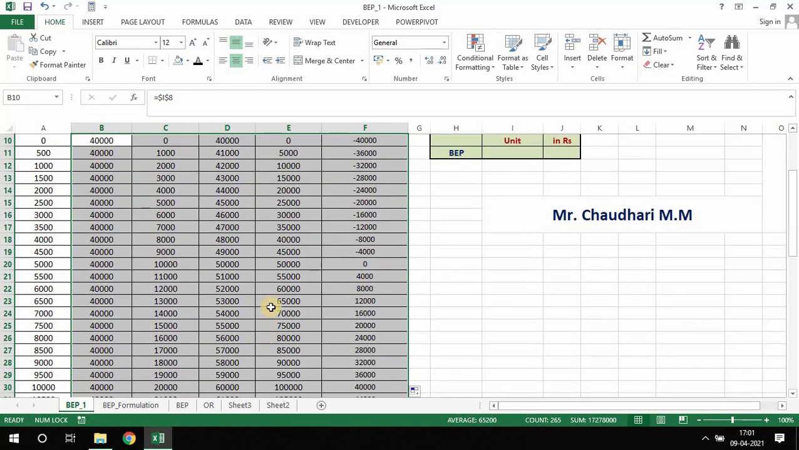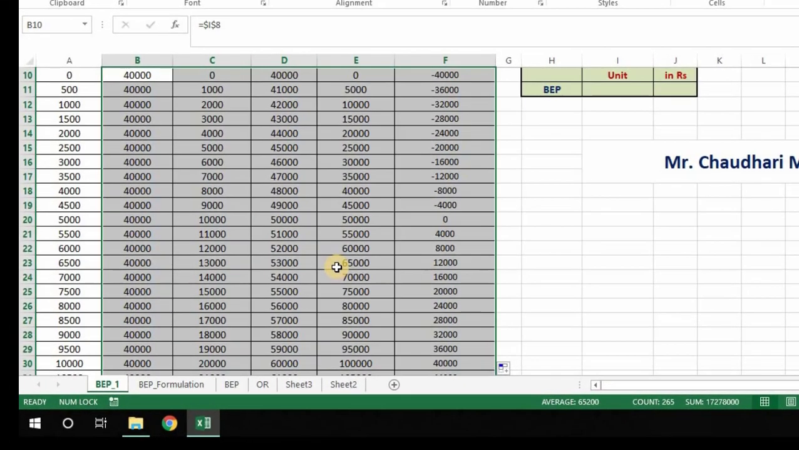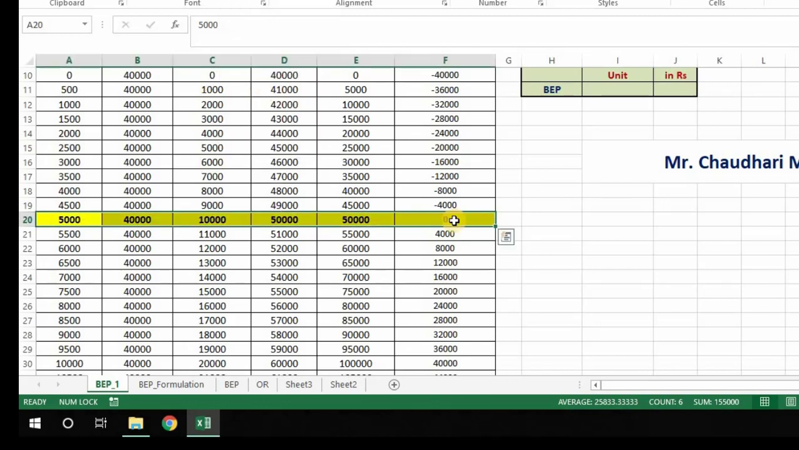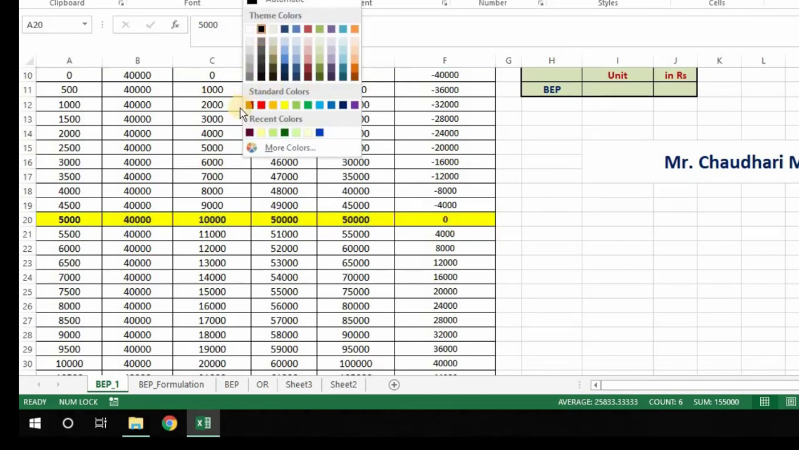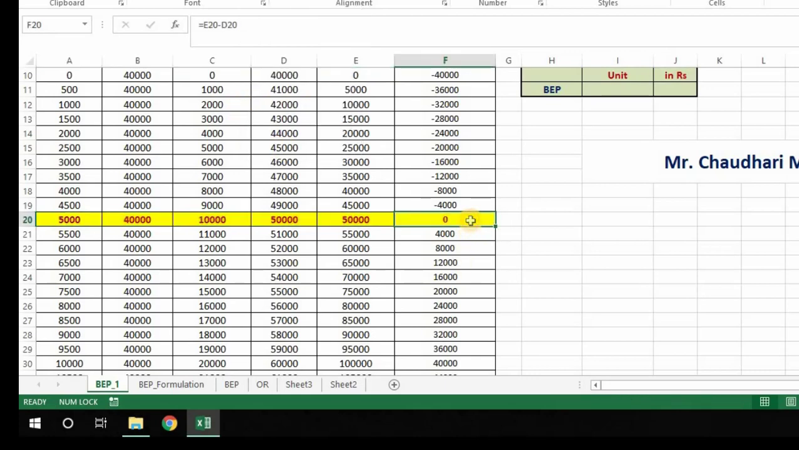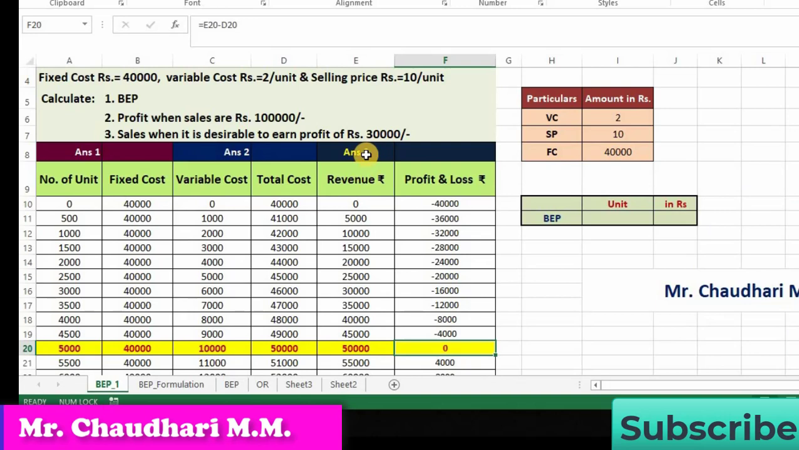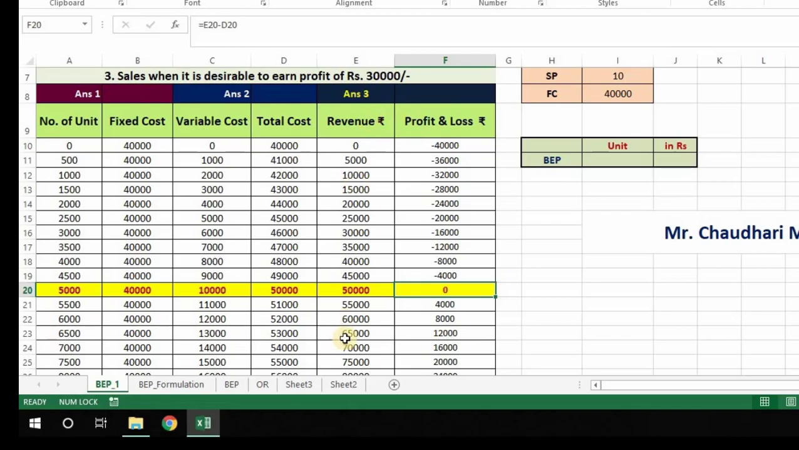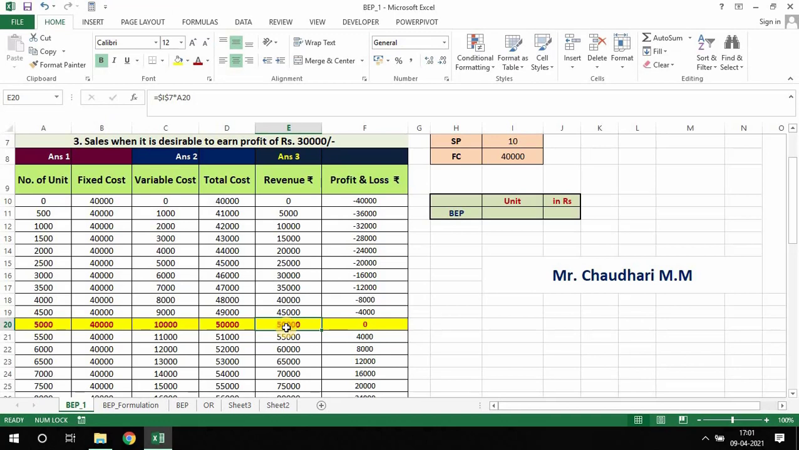Next, the break-even point means the point reached when the two values are equal. So where are the two values similar? See here, this row, I will highlight it, and the color is, suppose, dark red. This is the first answer. Total cost in rupees is 50,000 and revenue in rupees is 50,000. So both values are equal, so there is a break-even point.